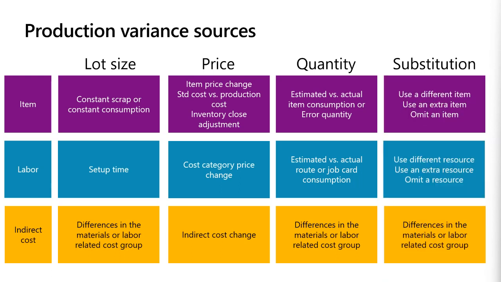And finally, the sources for substitution variances, again, can be different. For materials, the obvious example is when you use a different item altogether, but also adding an item that is not in the standard BOM or omitting an item in the standard BOM can result in a substitution variance. The same general rules apply to labor when you use different, extra, or omit resources or resource groups. And the indirect cost variances will always be related to materials and labor that you estimated versus the consumed.